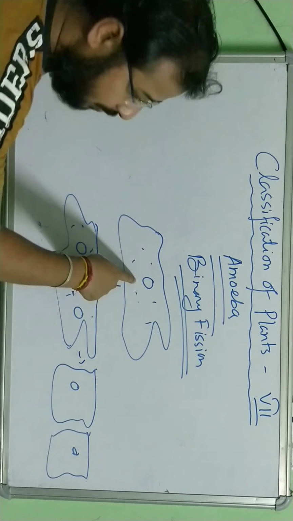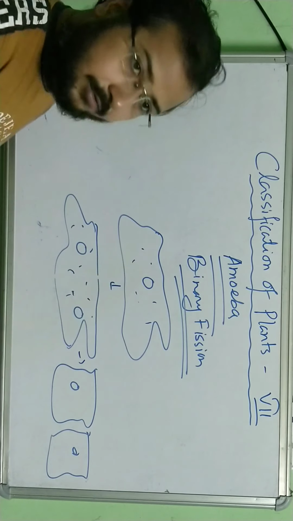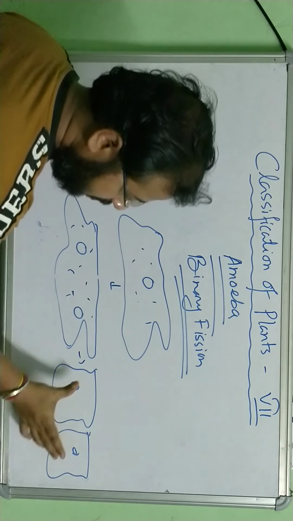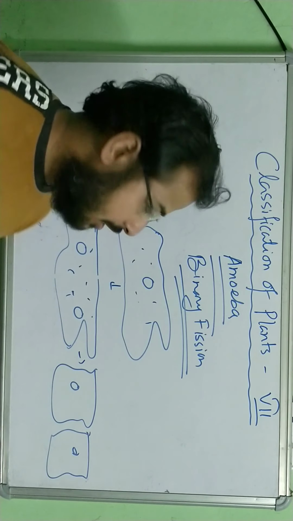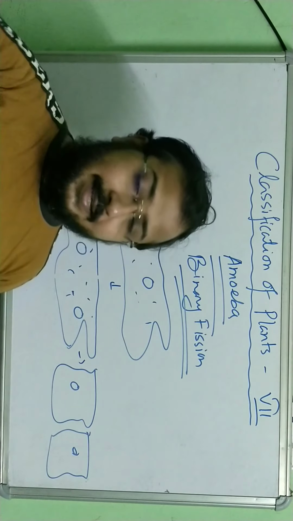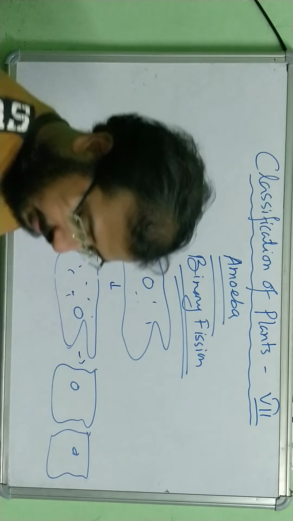So first the nucleus divides into two. Then there is splitting from in between, and it gives two separate cells with two separate nuclei. A very simple process of division. It can even be multiple cells, if the amoeba undergoes multiple fission. Okay, fine.